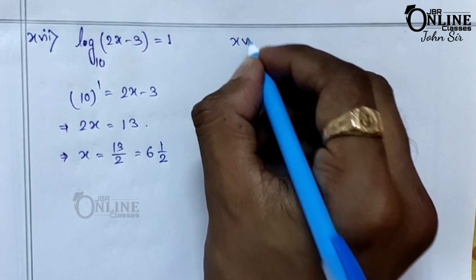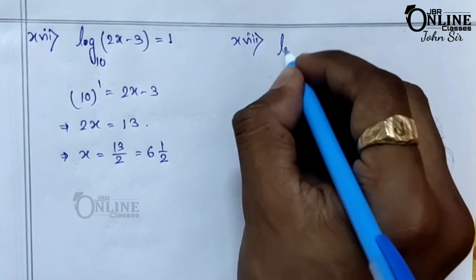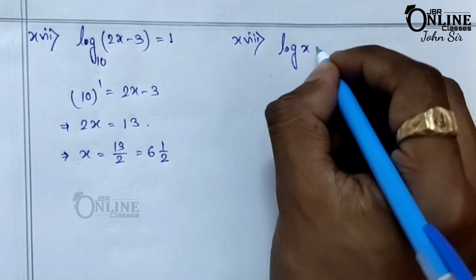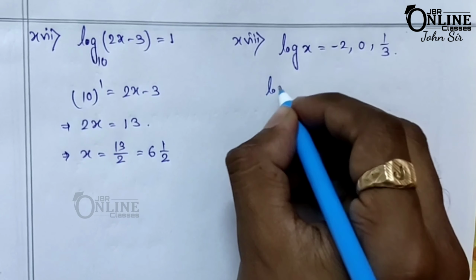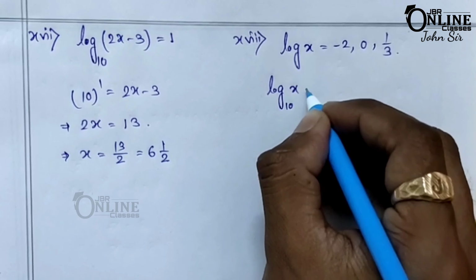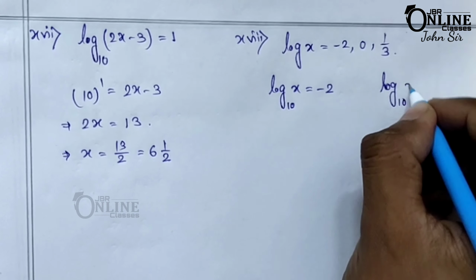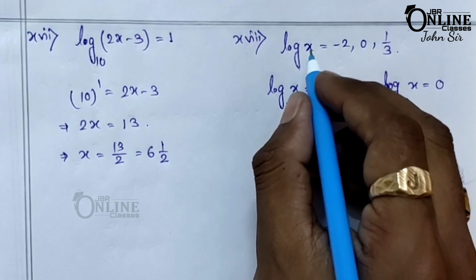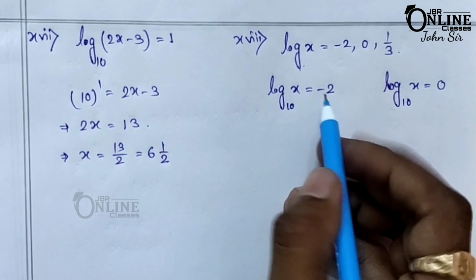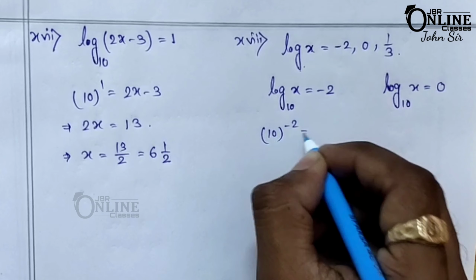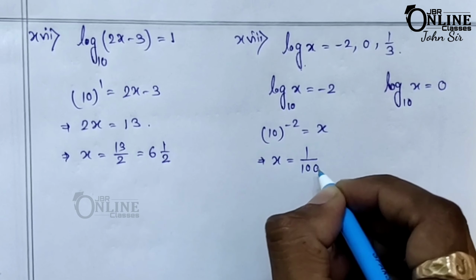Now next one, the last one in sum number 4, it's 18. So in 18, log x equals minus 2, 0 and 1 by 3. That means first we will take log base 10 x equals minus 2, then log base 10 x equals 0, and third one log base 10 x equals 1 by 3. So in the first one, log base 10 x equals minus 2, that means 10 to the power minus 2 equals x. So x equals 1 by 100.